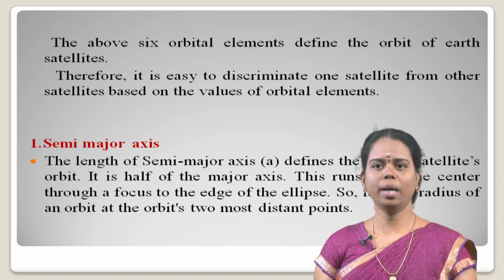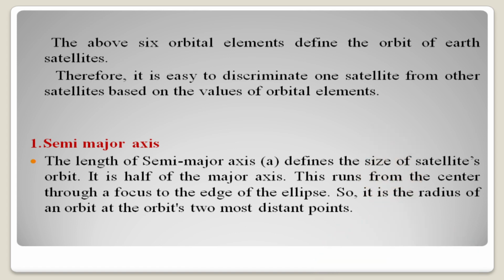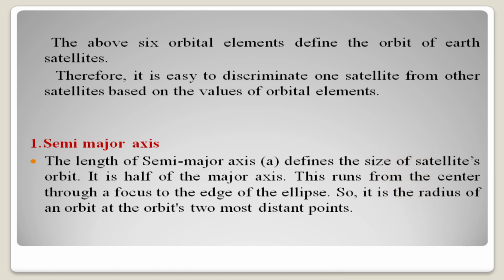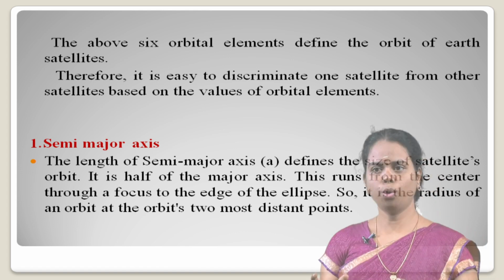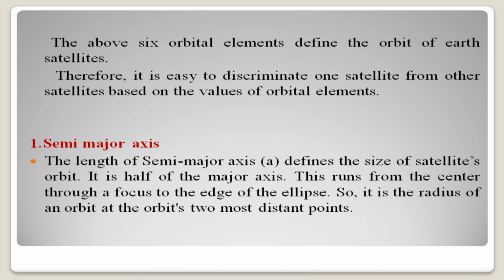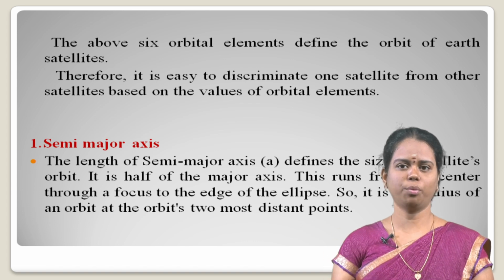First one, semi-major axis. The length of the semi-major axis is denoted by a. It defines the size of the satellite orbit. It is half of the major axis. This runs from the center through a focus to the edge of the ellipse. So it is the radius of an orbit at the orbit's most distant point.